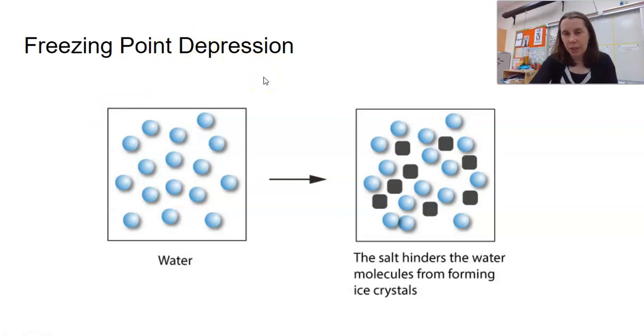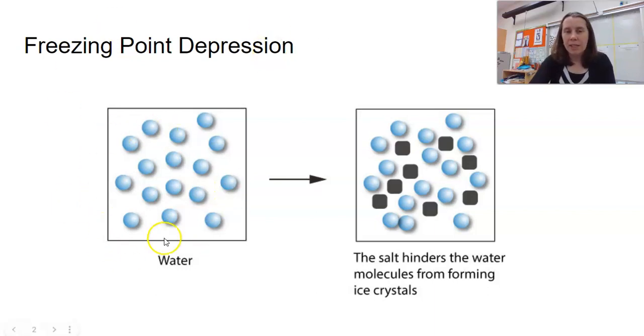There are a lot of different colligative properties. The two that we're going to talk about are freezing point and boiling point. Freezing point is the same as melting point, right? The temperature at which something melts is the same as the temperature that it freezes. So usually I say freezing point, but you can use them interchangeably.